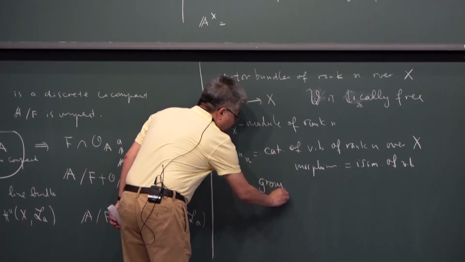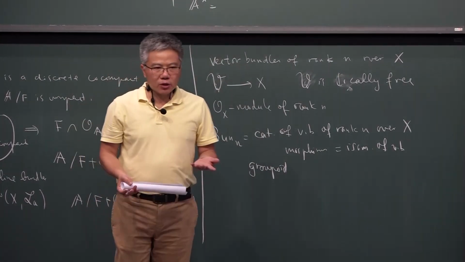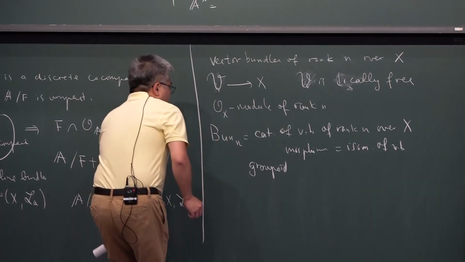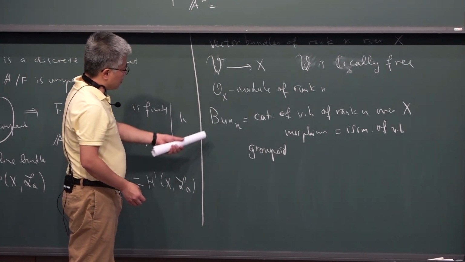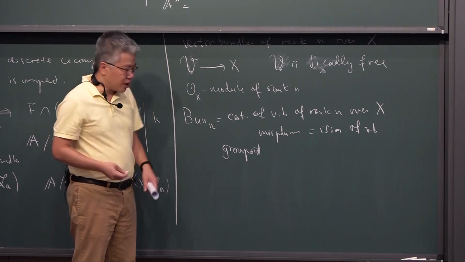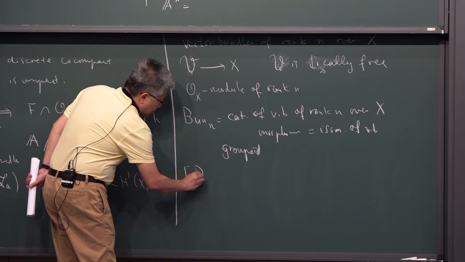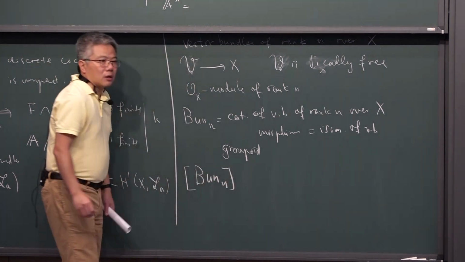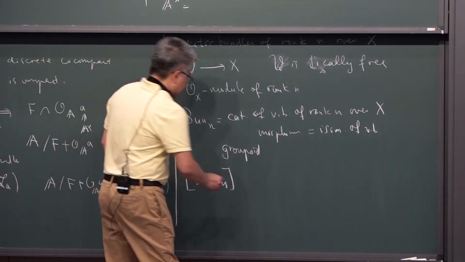This is called a groupoid. A groupoid is, by definition, a category with all morphisms being isomorphisms. So we have two things of interest. First is the groupoid of vector bundles. And the other thing, somehow more elementary, is the set of isomorphism classes.